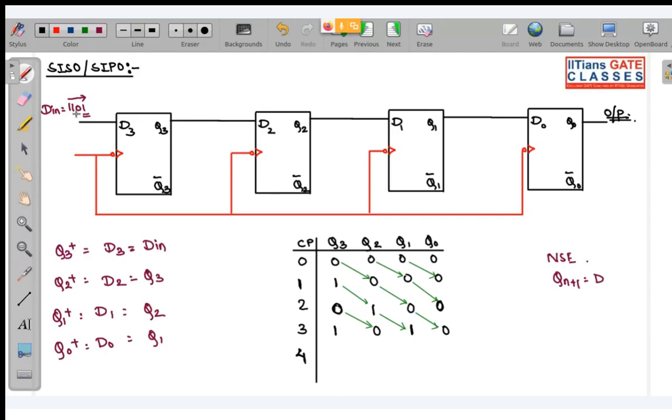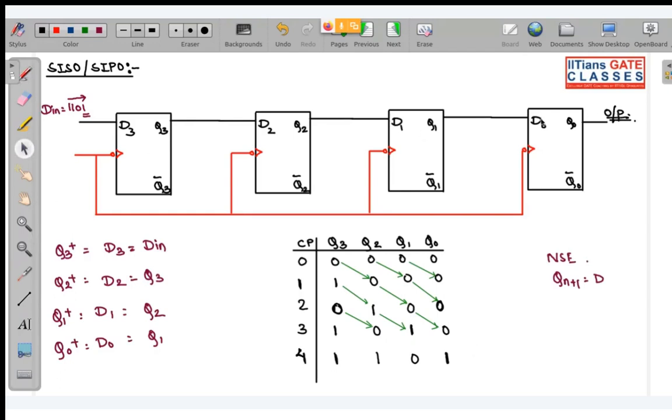The last bit is going to enter D3. So now this will be 1. This bit will shift over here. This bit will shift over here. This bit is going to shift over here. So at the fourth clock pulse, you can see the complete input has been loaded in all the flip-flops. Now see what happens in your fifth clock pulse. So this is your output.